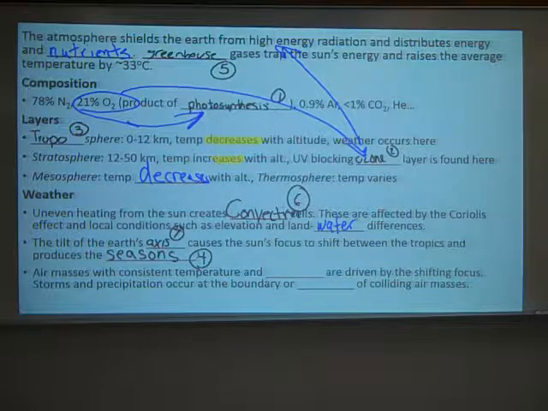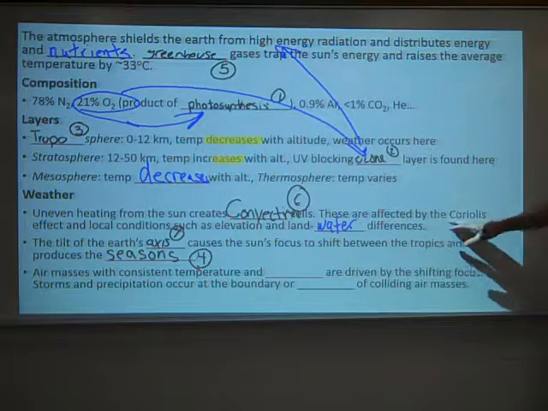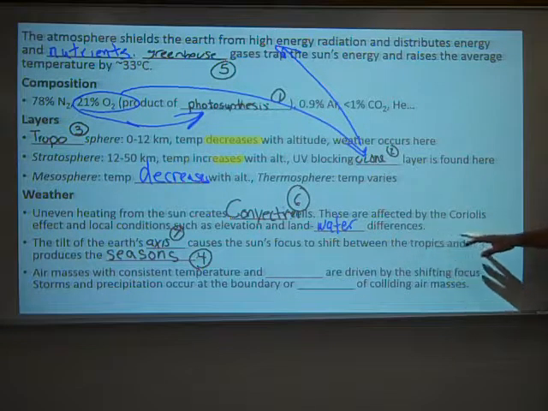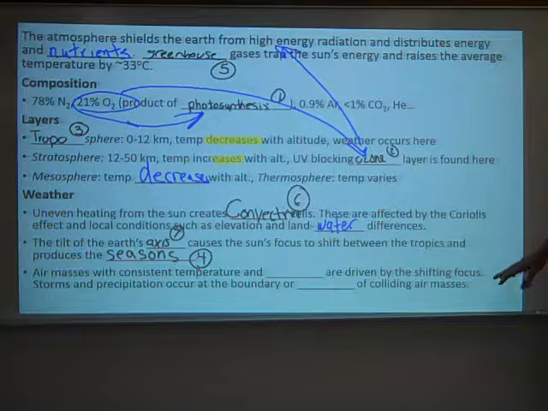So that is some of the forces that drive the different wind patterns we see. Any questions about that? Like I said, we've got a diagram that'll make that look a lot better. You'll see it in the notes there.